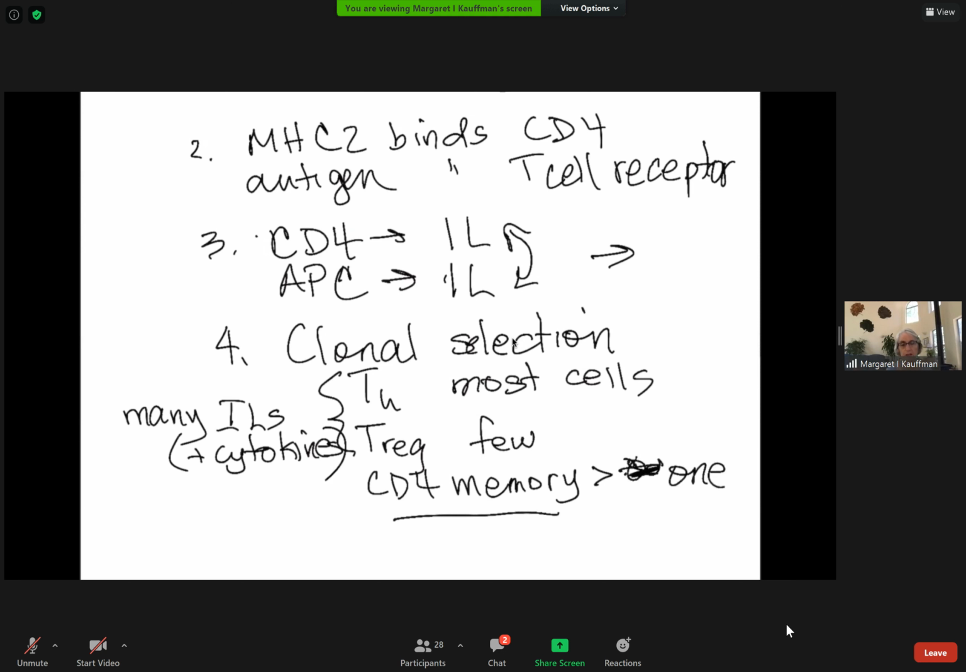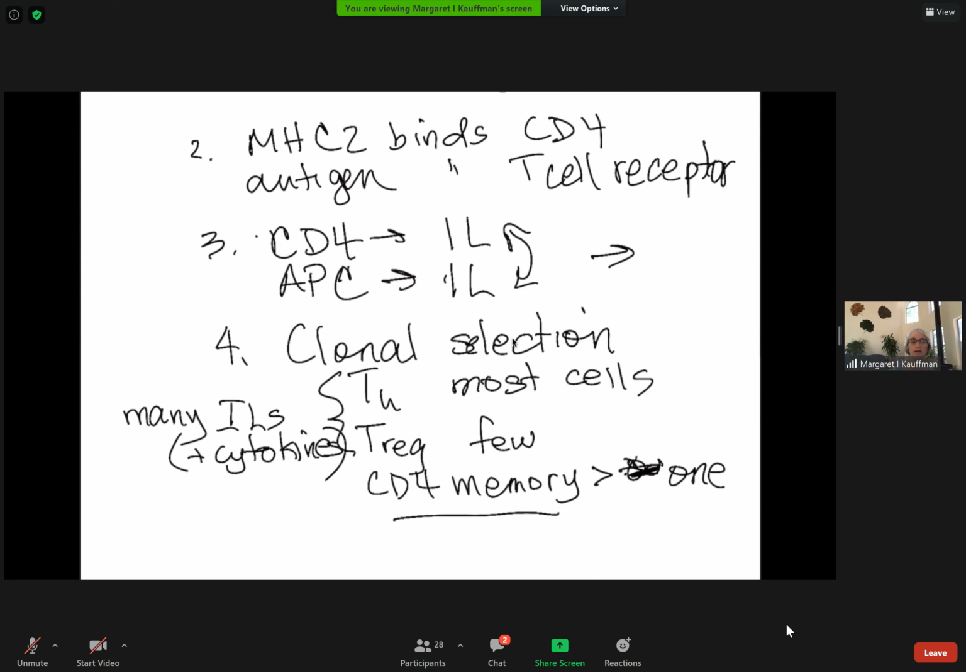CD4 memory cell. If you think of this as a library, your T cell library has one copy of every book when you're born or shortly after birth. That's what's being generated by your bone marrow before you've seen any antigens. Once you see an antigen and they undergo clonal selection, T cells or B cells generate memory cells in greater numbers. So you don't have one copy of that book anymore in your body. You have multiple copies of these books.